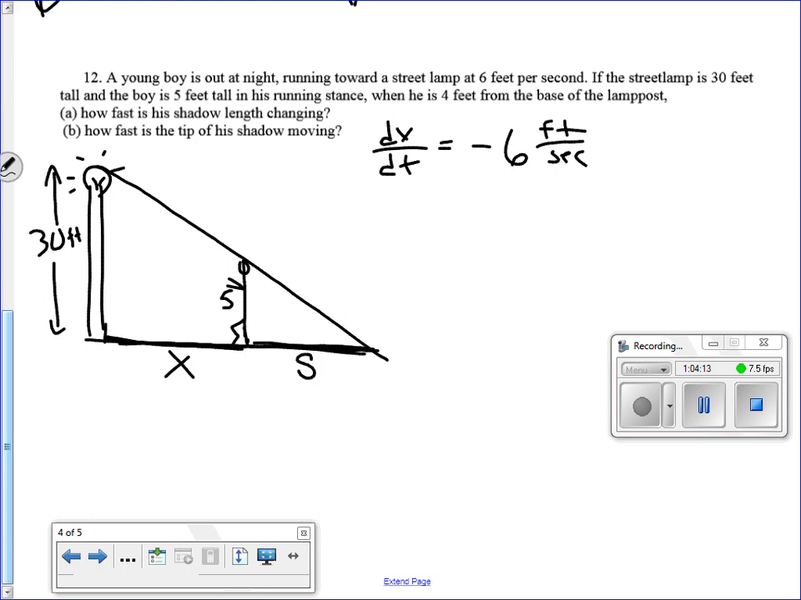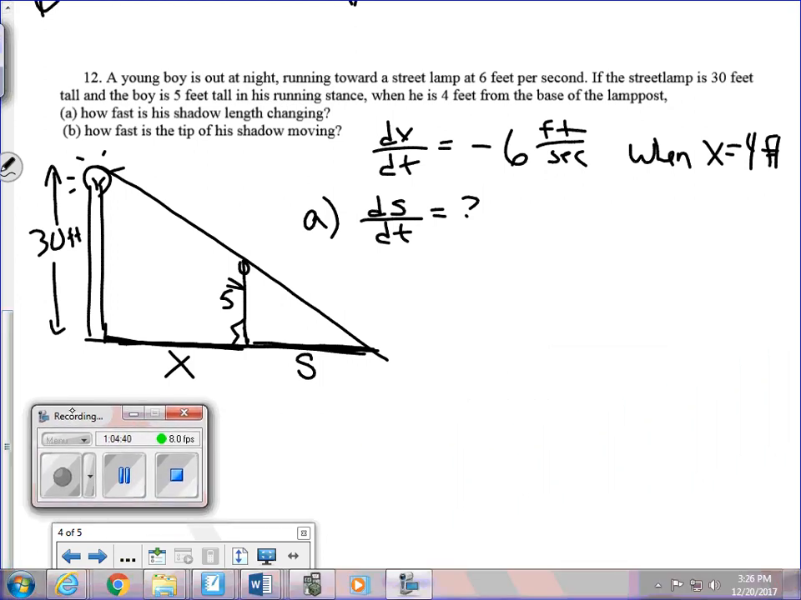They want to know when he is 4 feet from the base of the lamp, so when x equals 4, part A: how fast is his shadow length changing? So for A, they're asking us for the rate at which his shadow length is changing, ds/dt. We've got to come up with an equation with an s in it. We've got an x. So what we're going to use here are similar triangles. We have a big triangle and a smaller triangle.